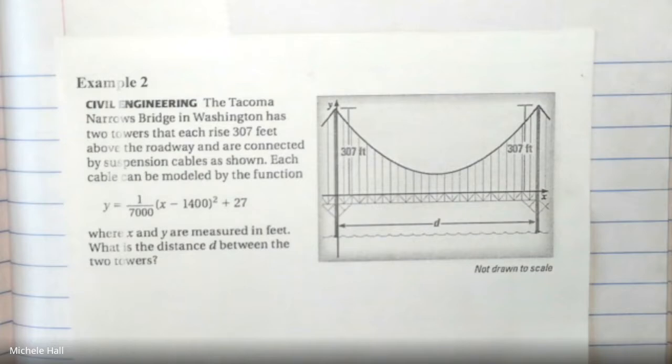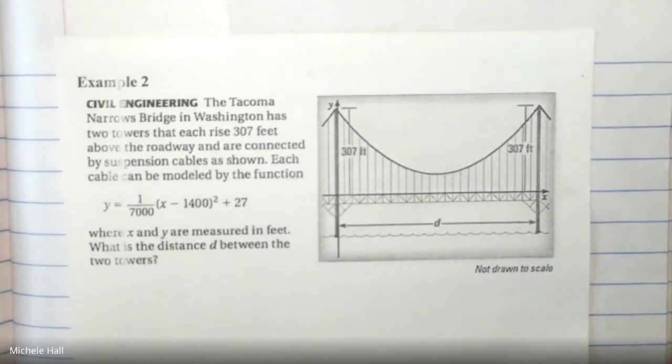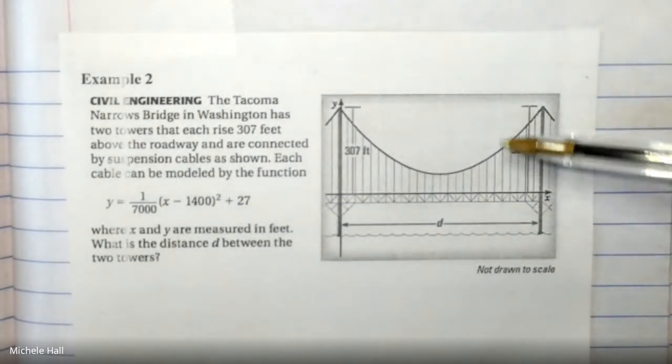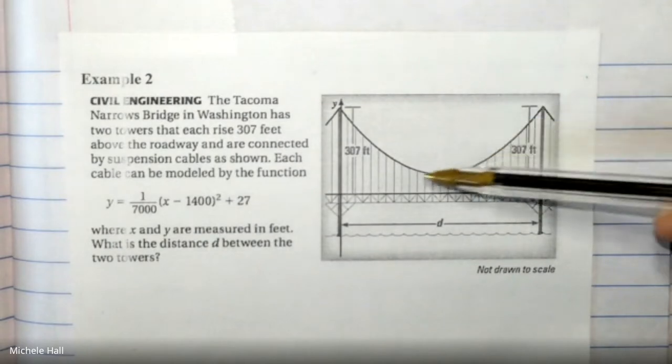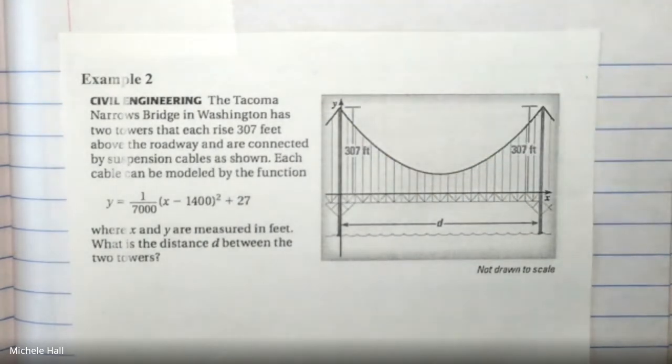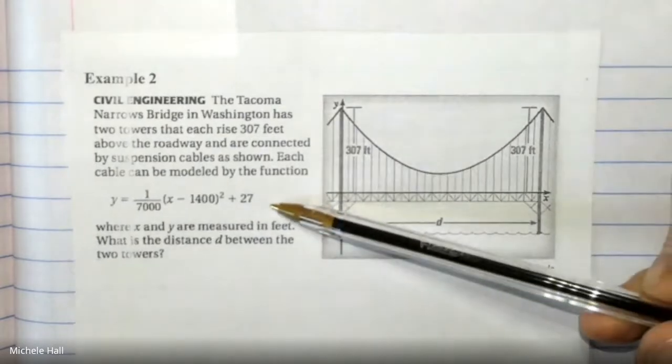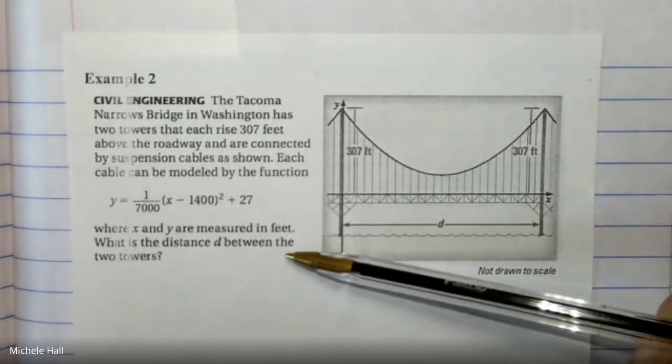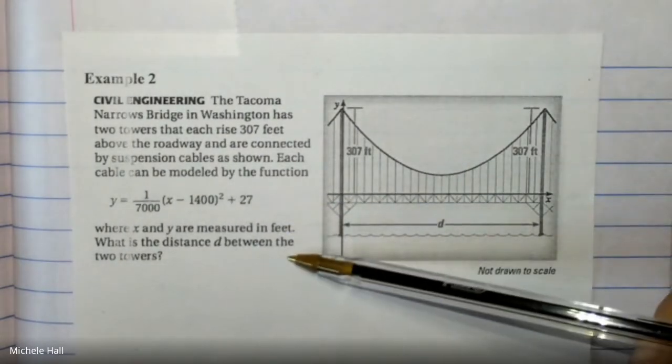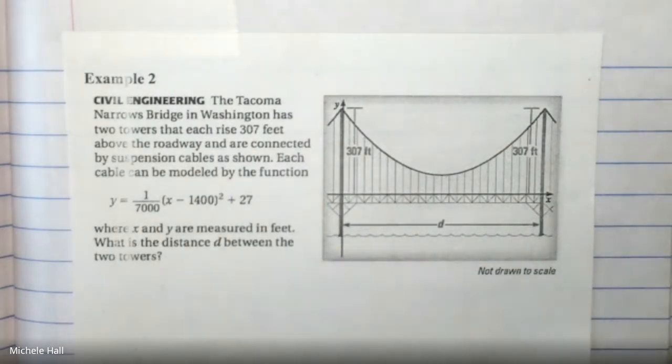The Tacoma Narrows Bridge in Washington has 2 towers that each rise 307 feet above the roadway and are connected by suspended cables as shown. Each cable can be modeled by this function, where x and y are measured in feet. What is the distance d between the 2 towers?